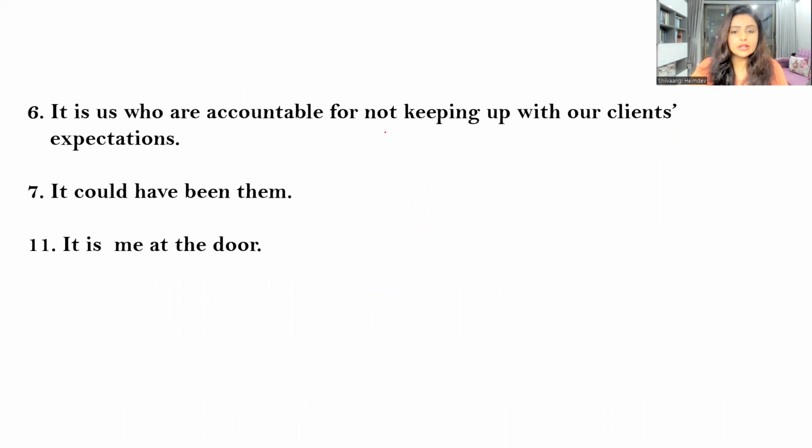Now, it is us who are accountable for not keeping up with our clients' expectations. "It is" has a linking verb. And plus, if you see, this is what? "Who are accountable." So I'm talking about the subject of the sentence. So this is the subject. Now, us is what? Just go back and see the table. Us is an object pronoun. And what am I concerned with? I am concerned with the subject pronoun. Why? Because this is the subject of the sentence.